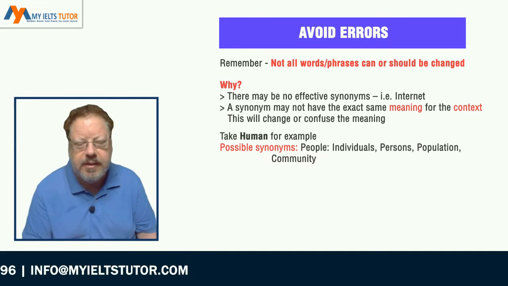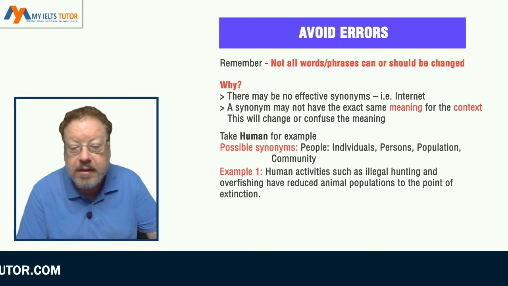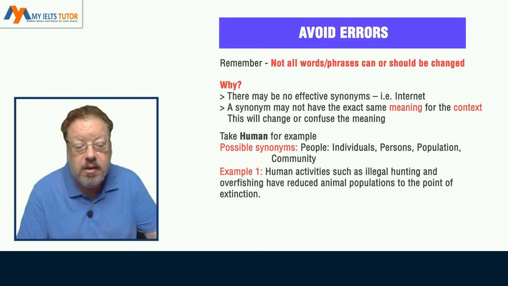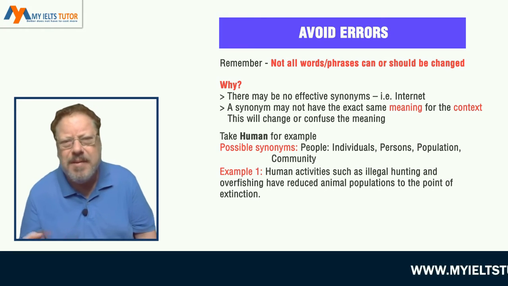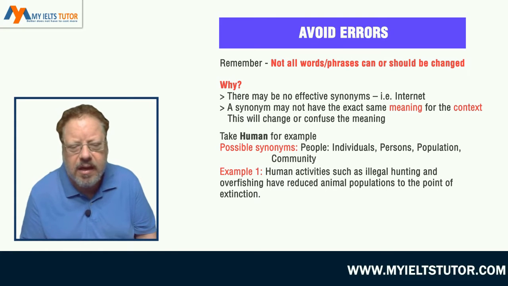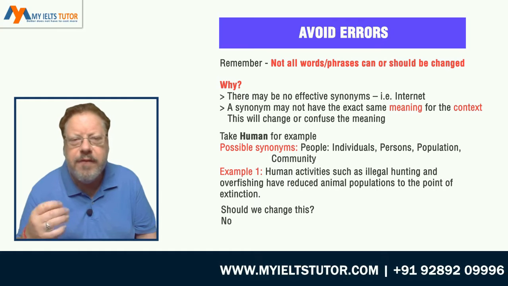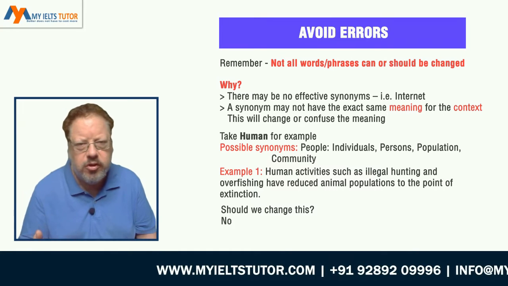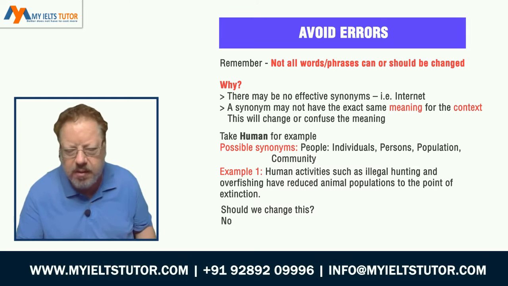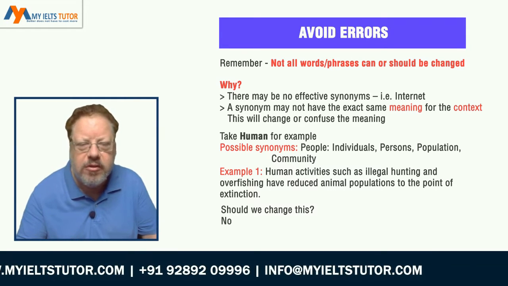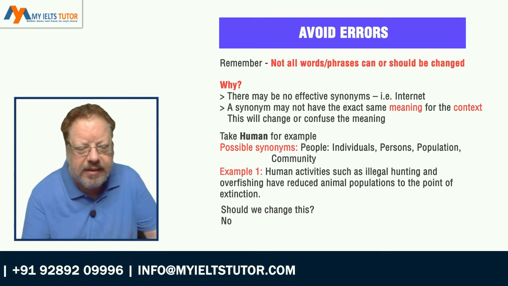But let's take this particular example. Human activities such as illegal hunting and overfishing have reduced animal populations to the point of extinction. So the question is, do we want to change this to people? First of all, do we say people activities? We could say people have engaged in activities such as, we could do that. But should we change this? If we're not going to change the structure of the sentence, no, we shouldn't. Actually, now I'm thinking about it, we really can't change it. It's going to be difficult, but you could, but you'd have to change the structure. So in this example, we can't.